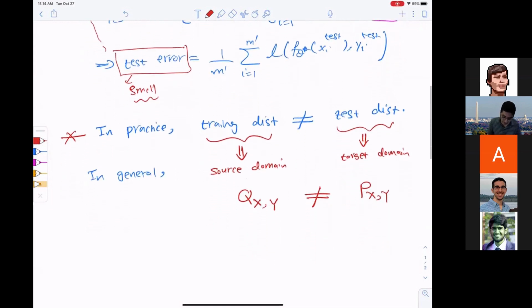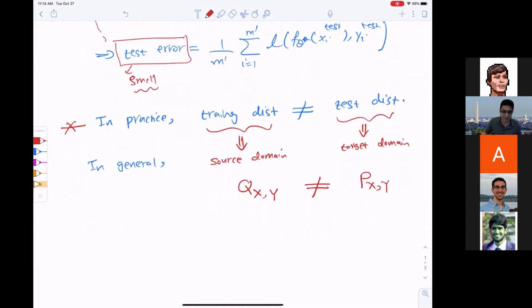Okay, let me just see if there are some comments. Okay, good answers. So we will be in the situation that our training and test distributions, or source and target distributions, are going to be different. Let's look at some examples.